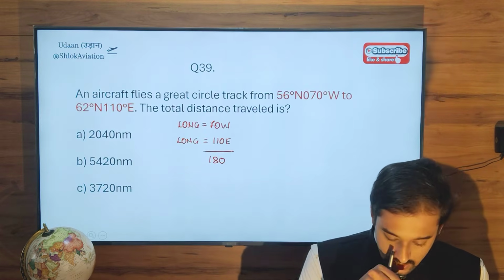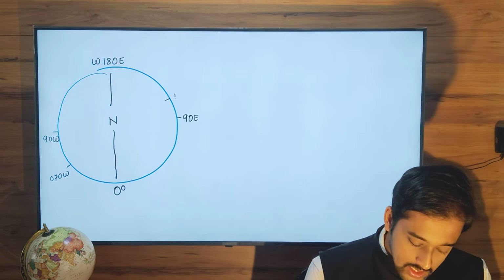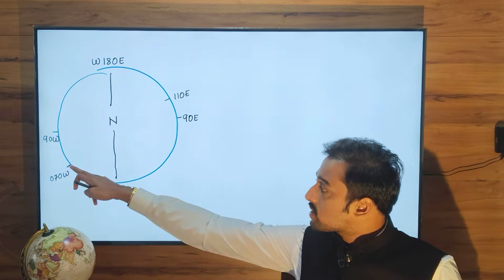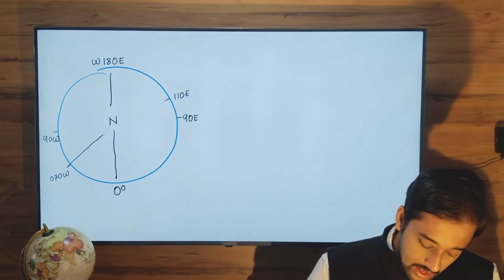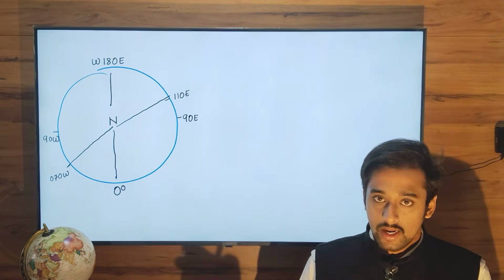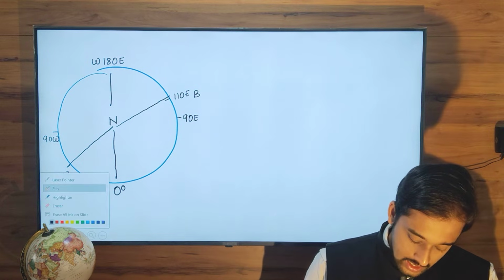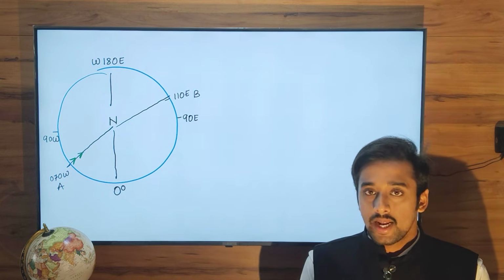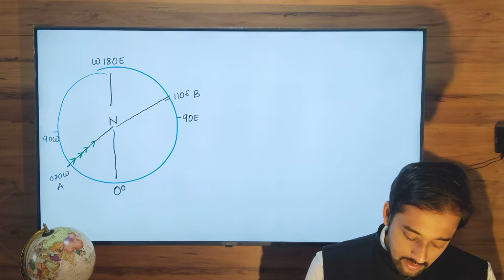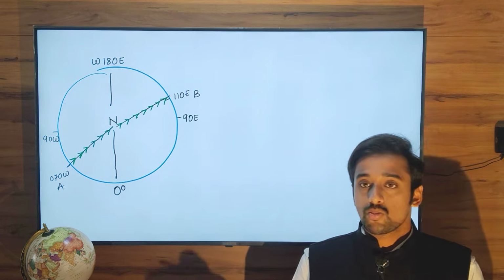So the first longitude is 70 west. The other longitude is 110 east. As you can see, both are directly opposite to each other. So one is located on a meridian and another on its anti-meridian, right? To go from 70 west to 110 east, we will fly a great circle track, which is nothing but a combination of meridian and anti-meridian. This great circle track will pass through the North Pole, and then you will reach the other side of the hemisphere, which is point B.